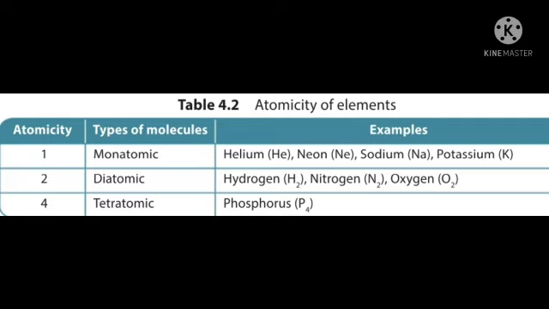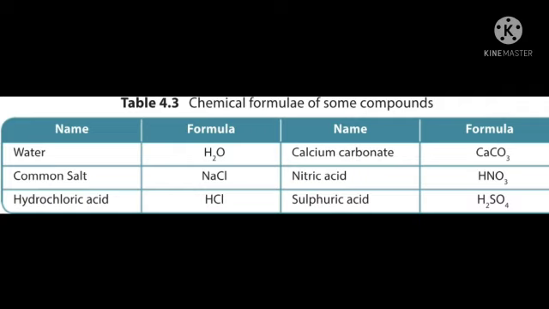Then chemical formulae. What is called a chemical formula? The representation of a molecule of a compound using chemical symbols of its constituent elements is called a chemical formula. For that we have seen few examples: water H2O, common salt NaCl, hydrochloric acid HCl, calcium carbonate CaCO3, nitric acid HNO3, sulfuric acid H2SO4.